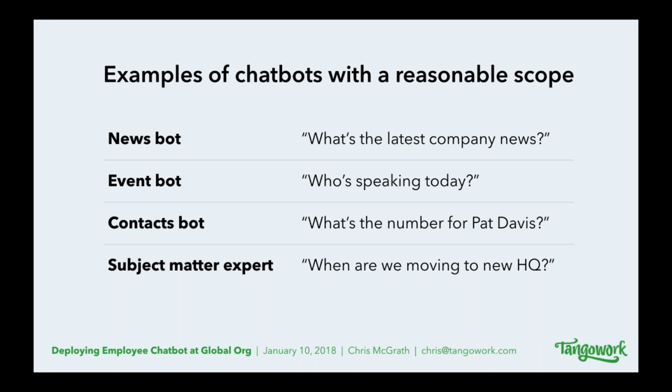So here are a few examples of chatbots that have a reasonable scope that you might consider for your employee chatbot. It might be a news bot where you can ask things like, what's the latest company news? That's simple. Or it might be an event bot centered around a specific employee event, right? Where you can ask questions like who's speaking today, or who's speaking now, or what's next. Maybe it's a contacts bot where it answers questions about who is Pat Davis, or what's the number for Pat Davis, or who's the director of IT.